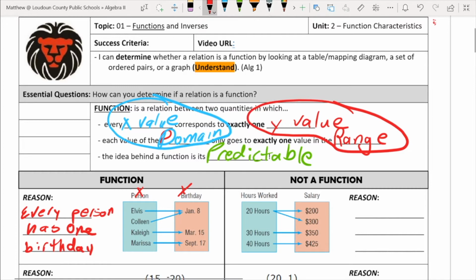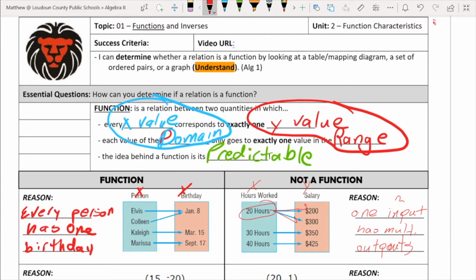Now, the reason this is not a function here? You have 20 hours. Think of this as your x, and this is your y. 20 hours goes to 200 and 300. So one input has multiple outputs, right? The reason this isn't a function is one input has multiple outputs. So remember, one x value corresponds to one y value.